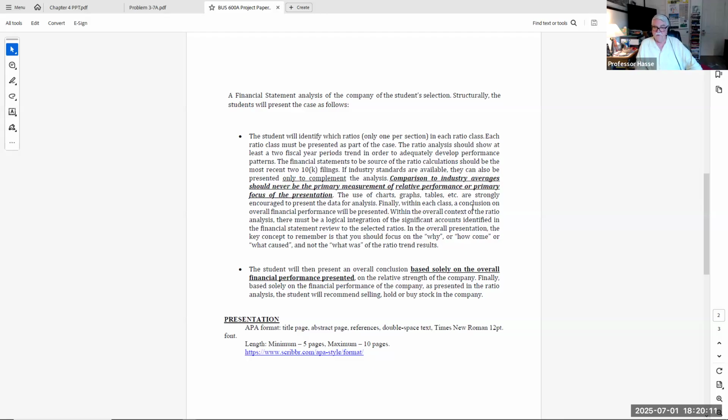The student will then present an overall conclusion based solely on the overall financial performance presented on the relative strength of the company. Again, not comparing it to how it did to the industry. Finally, based solely on the financial performance of the company as presented in the ratio analysis, the student will recommend selling, hold, or buy stock in the company. That's your case analysis. A detailed interpretation and calculation of 4 key equations taken from those 4 areas of financial statement analysis.